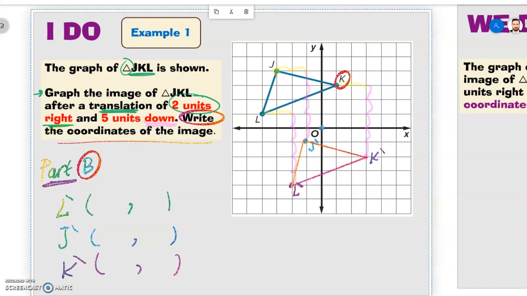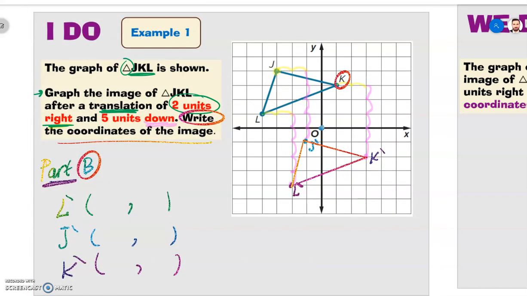Any point to the left of the origin is negative. Any point to the right of it is positive, correct? So J dash is -1 on the x-axis and -1 on the y-axis. That means I have to write x first. Remember, x first, then y. This is x and this is y. So -1 left in x and negative 1 down. Correct?